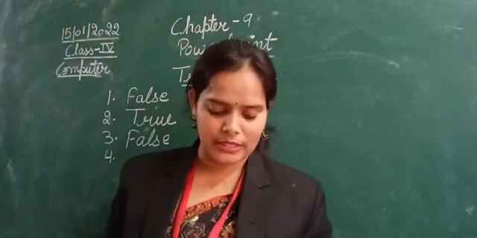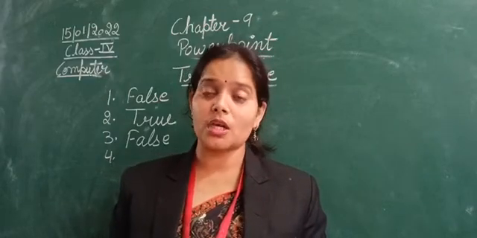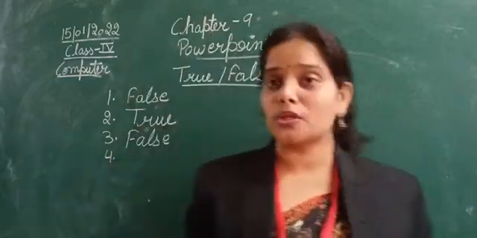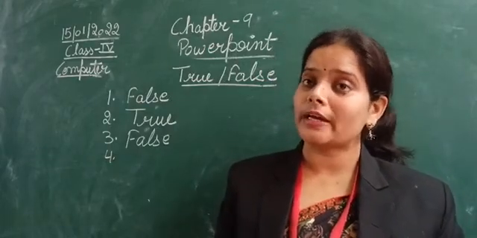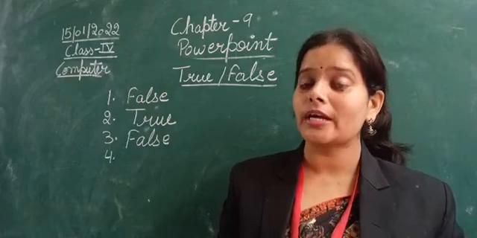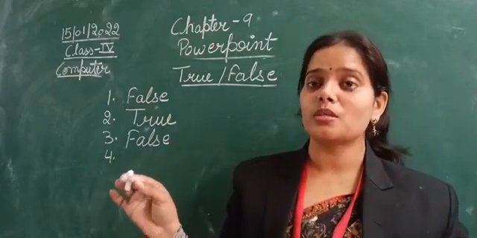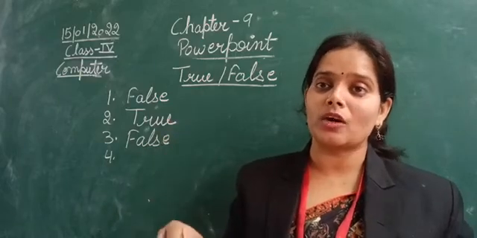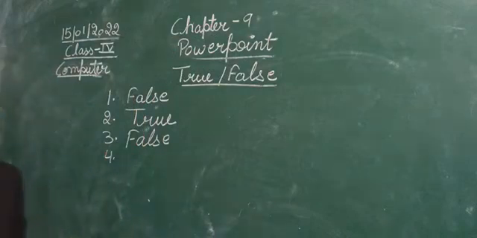Moving next to the fourth one. The fourth is: to select a word, triple click on the word. No. When we need to select any word, you have to make a double click on it. But when we have to select a complete sentence, in that case, we need to triple click on that sentence. So this is also false.